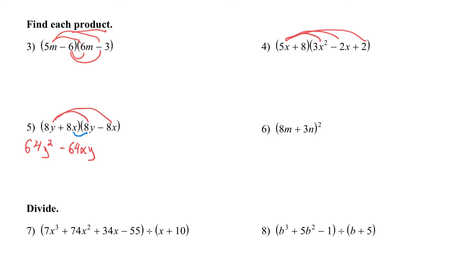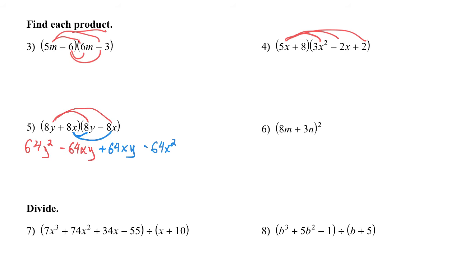We have 8x times 8y. We get a positive 64xy. Then we have 8x times negative 8x. Negative 64x squared. And then we combine like terms.